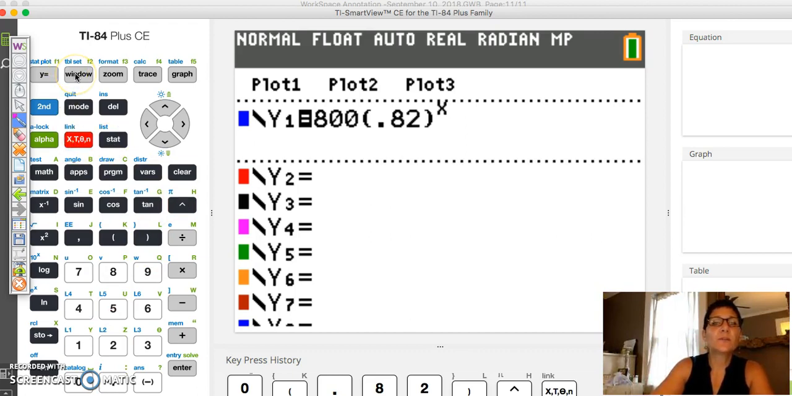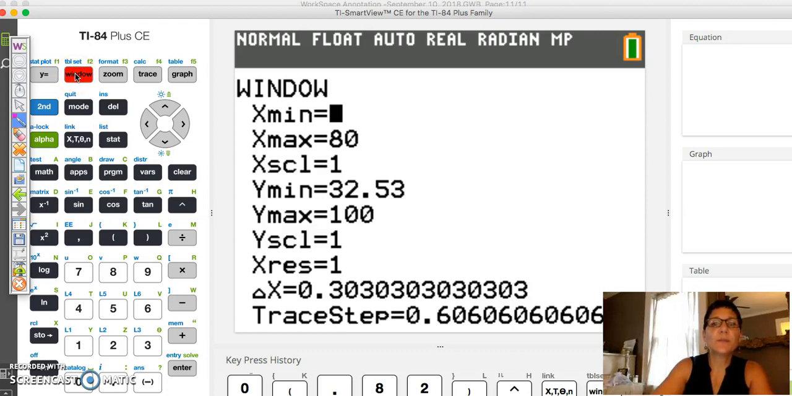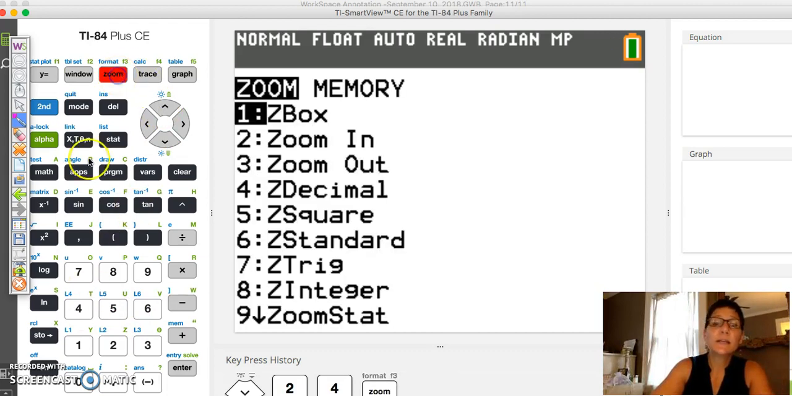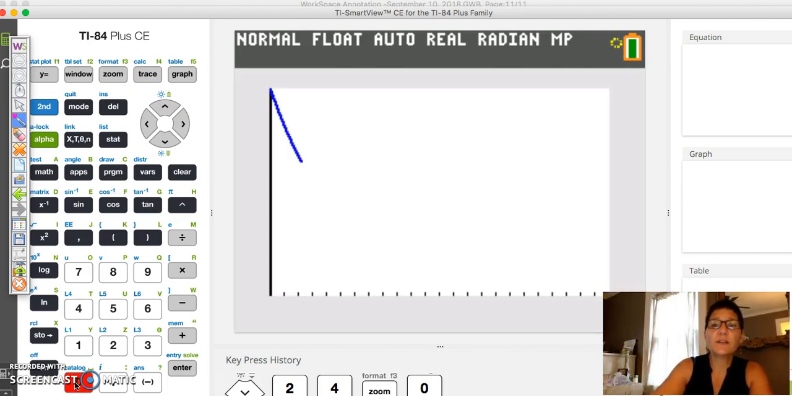And again, we're going to go into our window. If you click onto window, I don't want 80 hours. I actually want 24 hours, right? So we'll go to 24 hours. And then we'll press our zoom 0 for our fit, just to get a nice little fit on our graph.